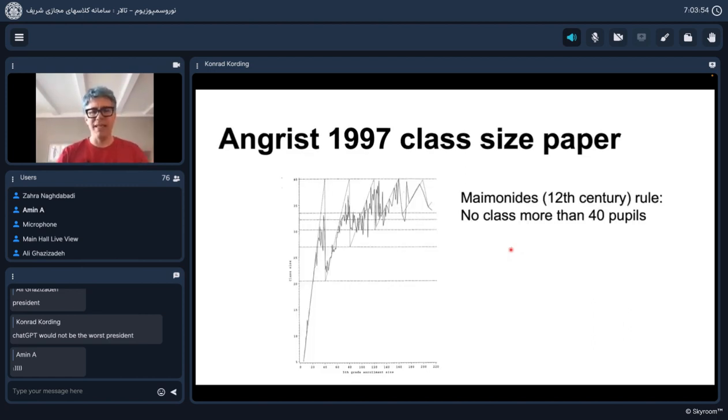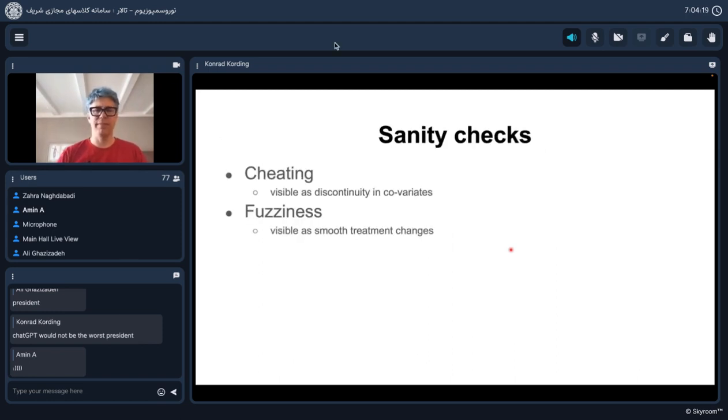Now, here's another example of that same idea. Does the class size matter? It turns out that Israel has this rule that no class can have more than 40 pupils, which produces a discontinuity. If you have 41 people in the school, you have two classes. If you have 39, you just have one class. What that study nicely showed is that, yes, small class sizes are really good for students.